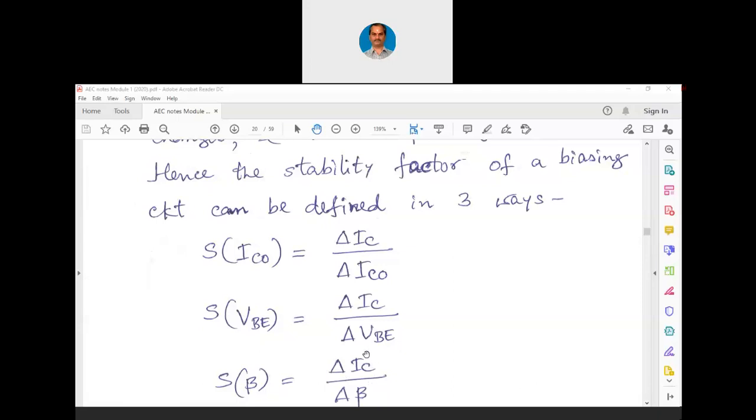That means rate of change of collector current with respect to the rate of change in beta. Now these three are three different stability factors. In fact, there are bigger equations for these three stability factors for all of these three biasing circuits. But we are not dealing with all those big equations because it is not of much use for us.